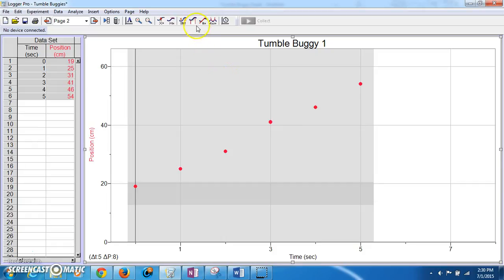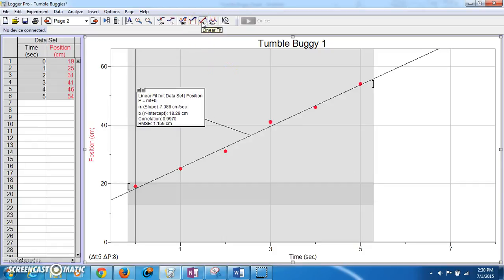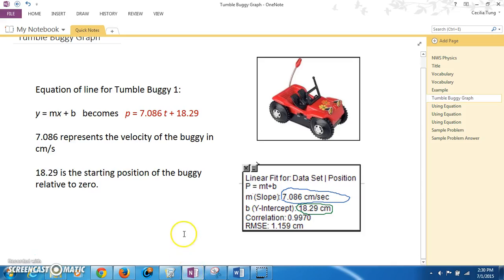I click and drag on the data and go to linear fit. The results of this linear fit are here, and I'll put them on our screen over here. Now we can use these results to find the equation of the line. We're going to use the basic equation of the line, y equals mx plus b. But now we'll use the results from our linear fit.